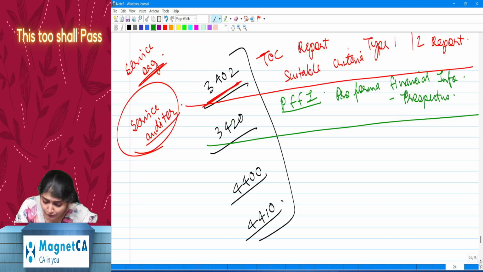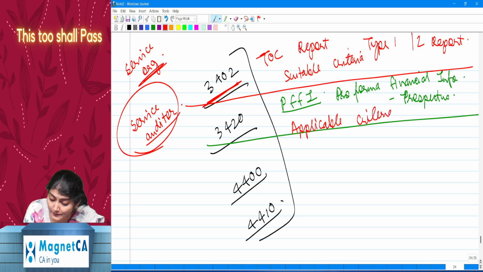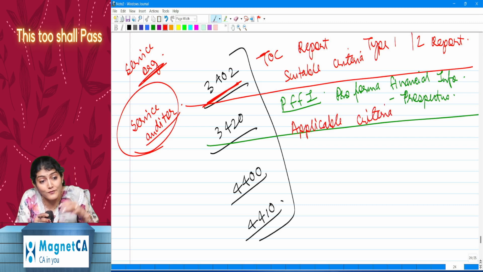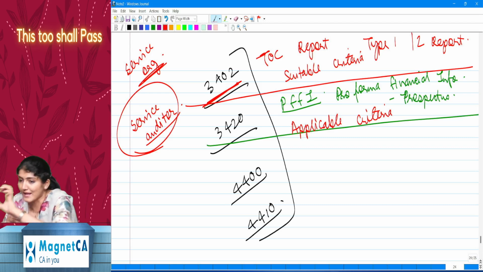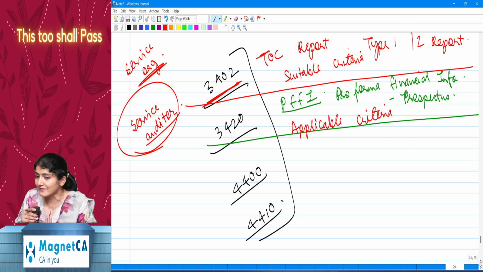Now for pro forma financial information, we have to check the acceptability of the applicable criteria. So in 810, we had applied criteria. In 3402, we have suitable criteria. And in 3420, we have the applicable criteria. I am not making the terms on my own. I'm telling you what is given in the standards, right?